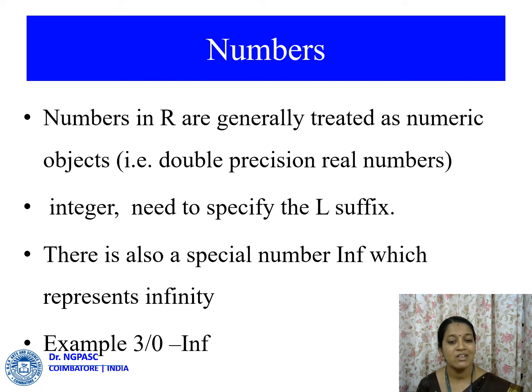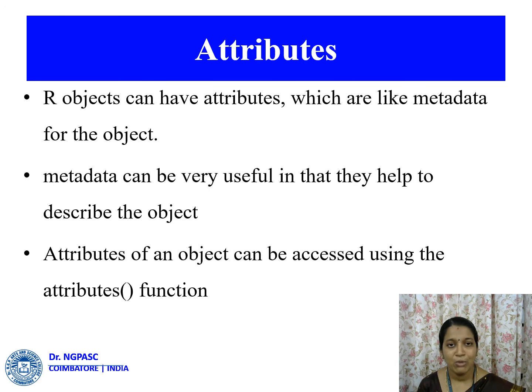So anything divided by 0 that we can consider as an infinity. Let's move on to attributes in R. It is the metadata of the object, so it helps to describe the objects. While you are using an attribute in your R programming, you have to use the attributes function.